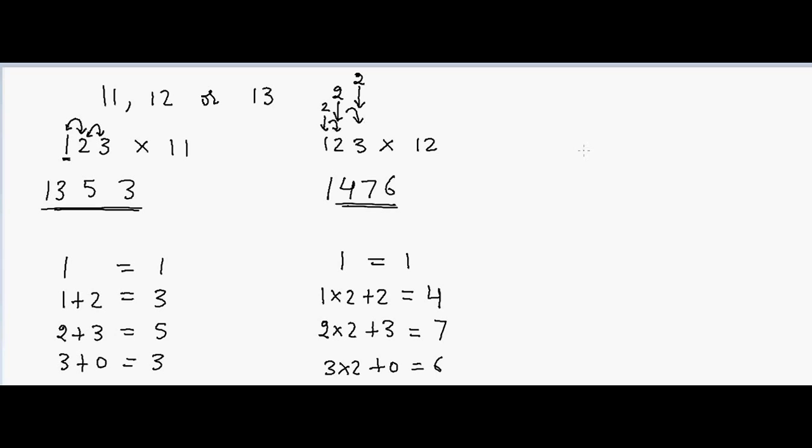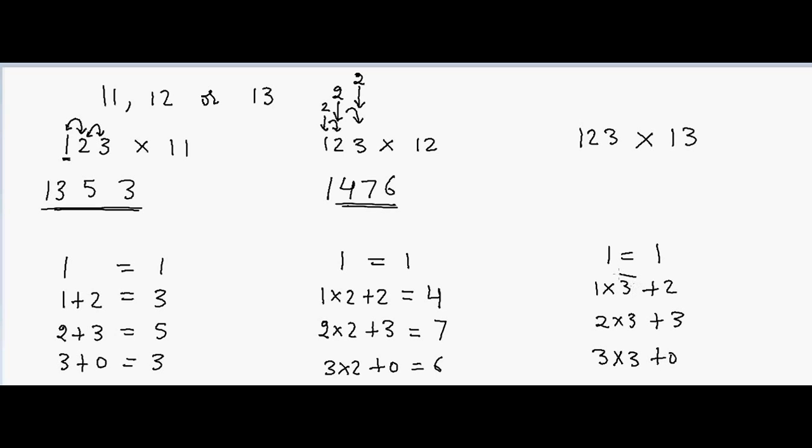So let's go to another example and multiply by 13. If I have 1, 2, 3 and I want to multiply by 13, in this case I'll do it the same way. The first digit will be equal to the first digit. The second will be 1 into 3 plus 2, and the third will be equal to 2 into 3 plus 3, and then we have 3 into 3 plus 0.